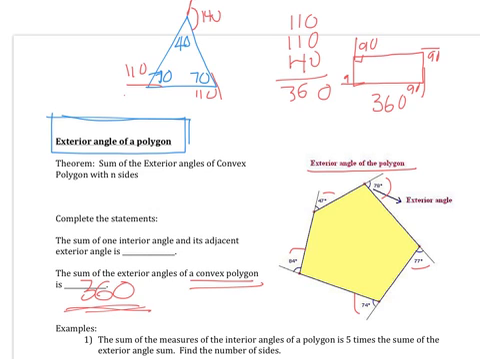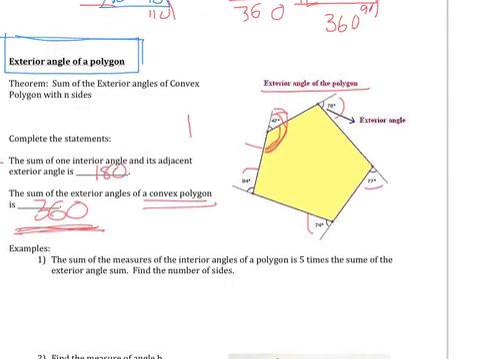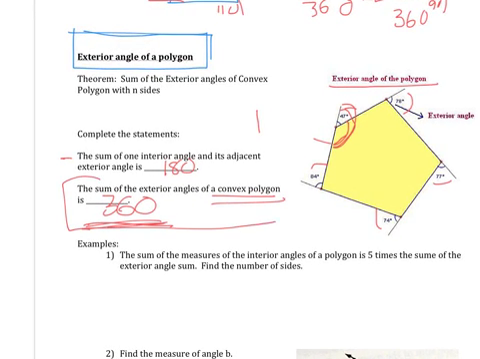We already figured out that the sum of one interior angle and its adjacent angle is going to be 180. So the exterior angle plus the adjacent interior angle always adds up to 180. And no matter how many sides the figure has, whether it's a triangle, a square, whatever the figure, the sum of the exterior angles is always going to be 360 degrees.